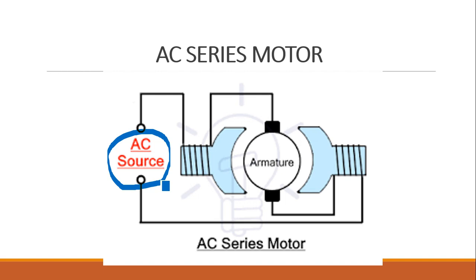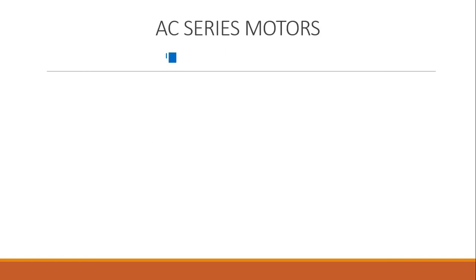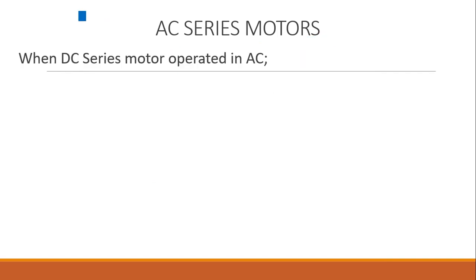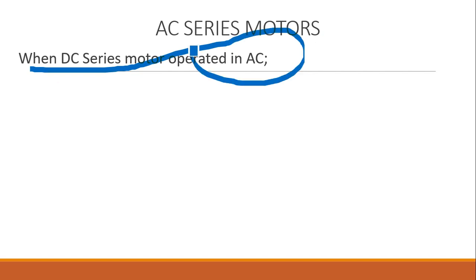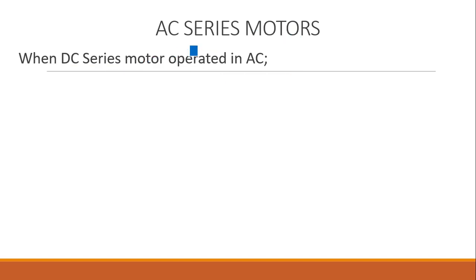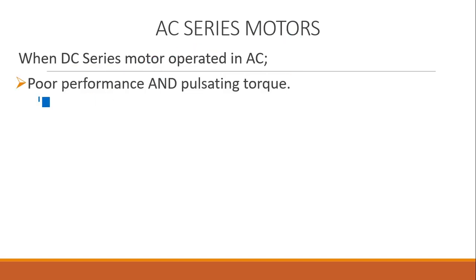So let us see what will happen if AC supply is given to a DC series motor. In a DC series motor, if we give a supply of AC, it will give a poor performance and the torque will be pulsating.